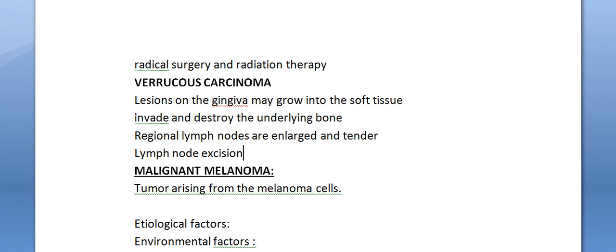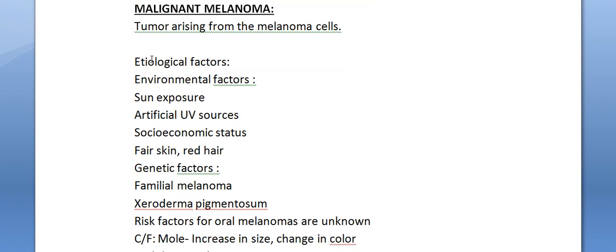Moving on to the next tumor, malignant melanoma. Everybody of us has melanocytes. These are the pigment producing cells. The tumors arising from these melanocytes are called malignant melanoma.